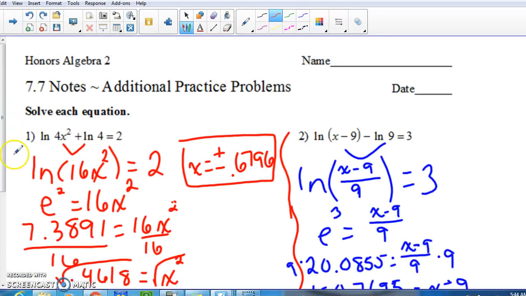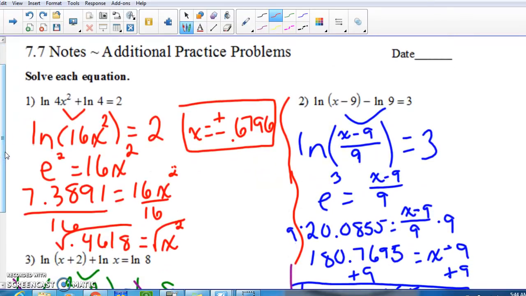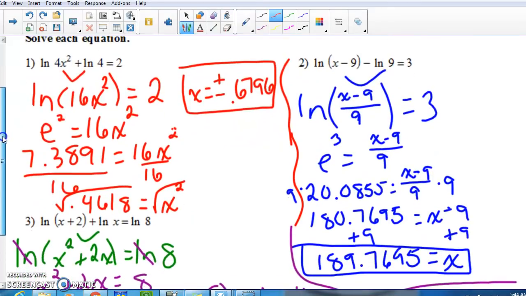All right, guys, let's check these real quick. If you look at the first one, the reason why positive and negative both work is because when you're plugging this in, you get x squared. You're plugging it as x squared, so this will work out as positive and negative. Number 2. Again, combine by division, rewrite, go from there.